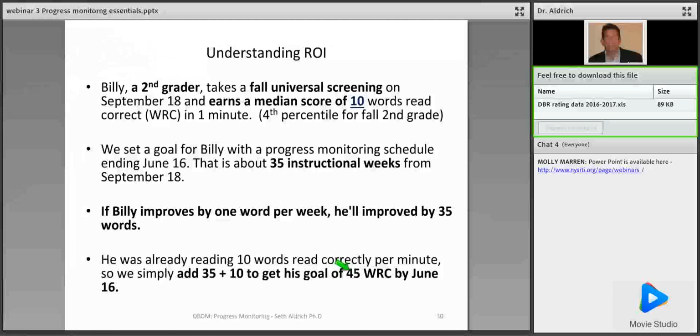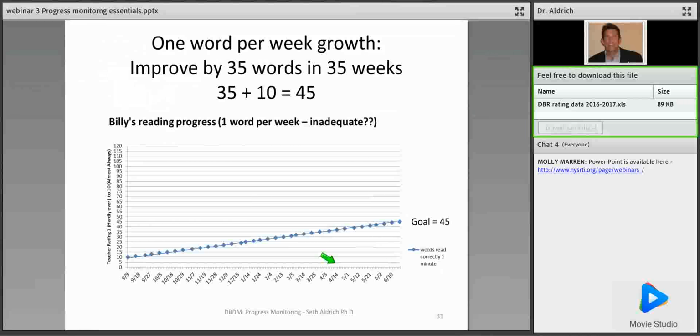There are some advantages of this and disadvantages that you're going to see in just a second. So this is what it looks like. He starts off at 10. You can see here on the y-axis in September. And so our goal for him is to get up to 45 by the end of the year. And you see that over here. This is where we're wanting to get. And this represents exactly 1 word per week growth. Now, it never looks like this. Usually there's a lot of bounce in your data. But this is the goal that we set, and he's following that rate.